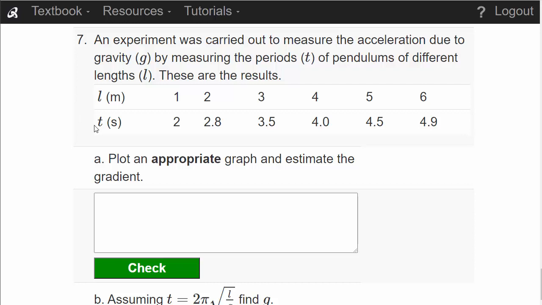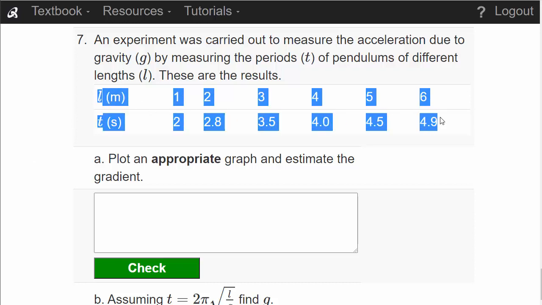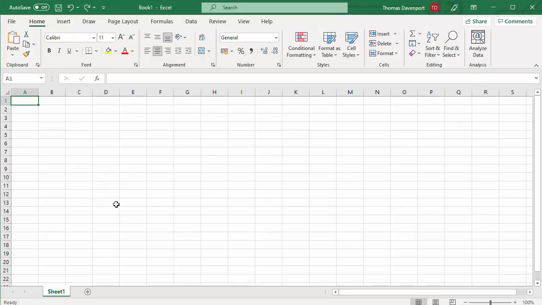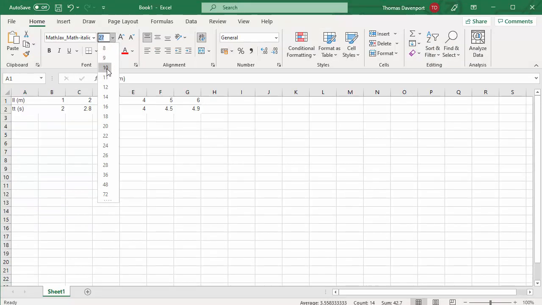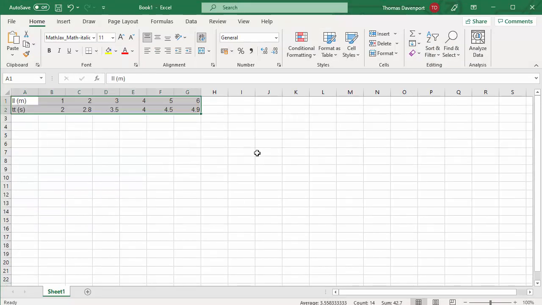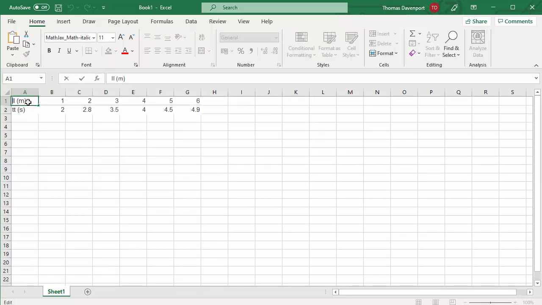So what we're going to do is copy the expression here, Control C, and paste that into a spreadsheet, so Control V. Then I'm going to change the font size to 11, which is what Excel really would like to have, and I'll just change this because of the formatting. It's L in meters and it's T in seconds.